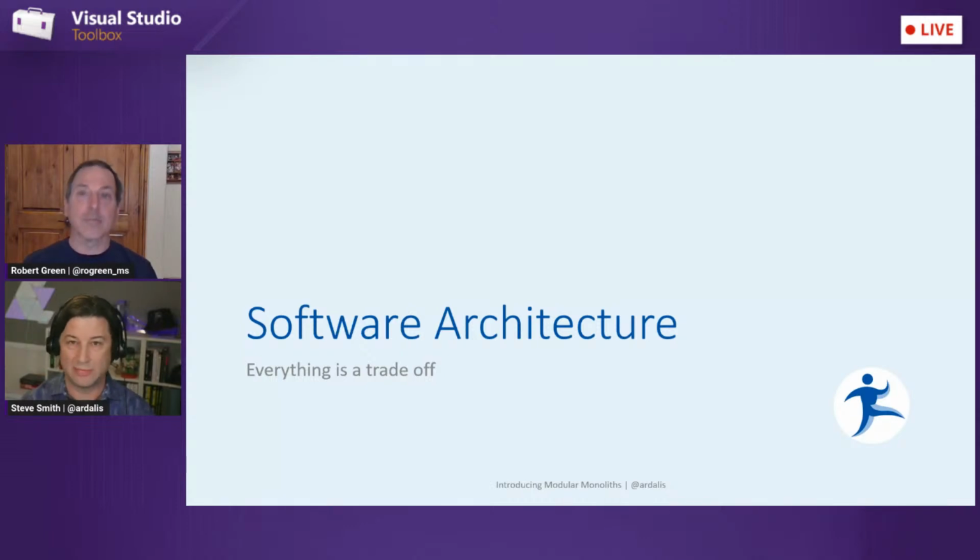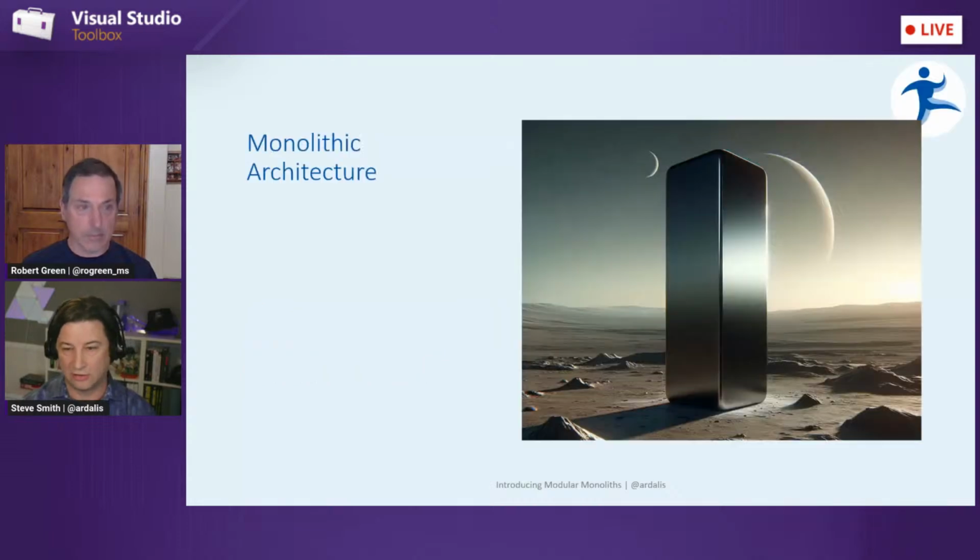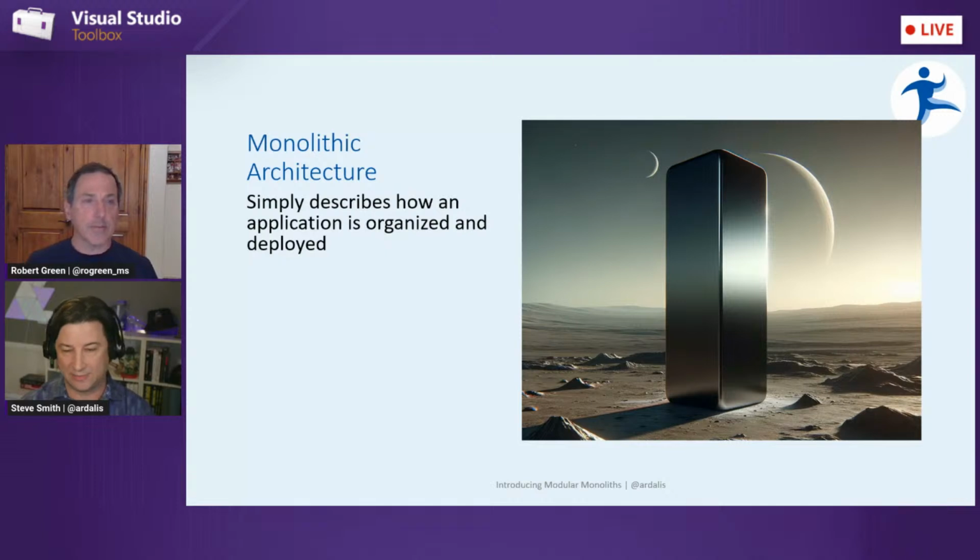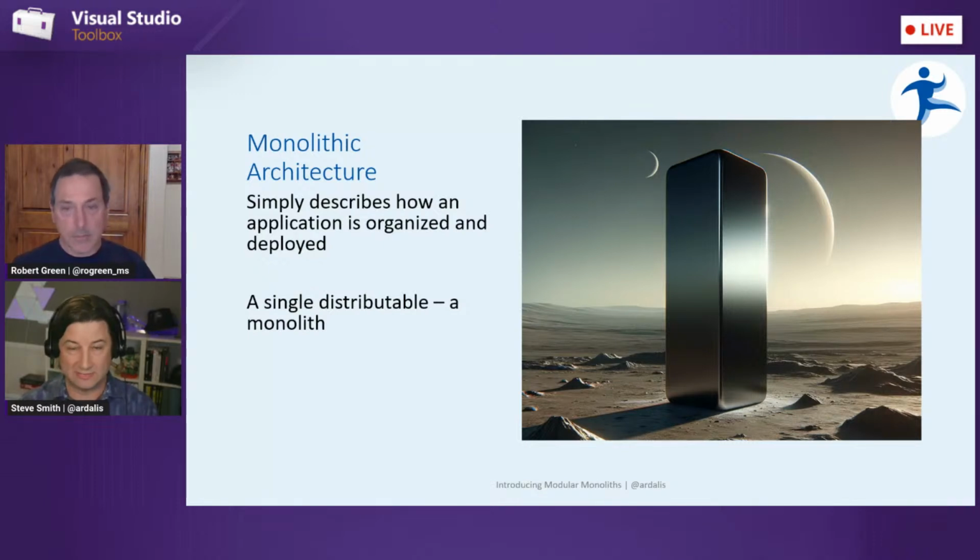So like if somebody says, well, what's the best architecture? The answer will inevitably be, well, it depends. It really depends on what you're building and who the audience is and how you expect it to grow and things like that. So the simplest architecture that pretty much every application begins its life as, if you type a Hello World app, it's going to be a monolithic architecture. And all that means is that it's an application that is organized and deployed as a single distributable. So in Visual Studio, it would be file, new project, spin up a console app, or even an ASP.NET Core app, and then hit F5 and you're running it. That's a monolithic application. It has one assembly.